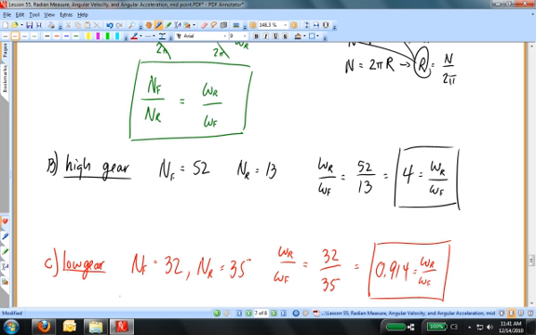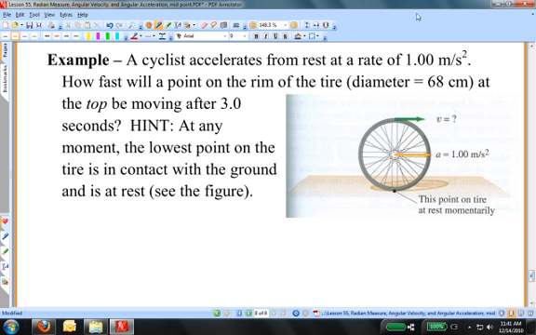One more. Here's the last example. A cyclist accelerates from rest at a rate of 1 meter per second squared. How fast will a point on the rim of the tire, which has a diameter of 68 centimeters, at the top, be moving after 3 seconds? And the hint is, at any moment the lowest point on the tire is in contact with the ground and is at rest.